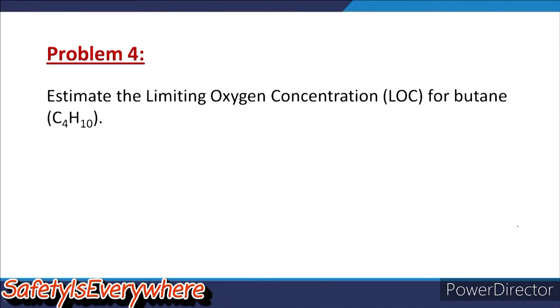So now let us have a look at problem number 4, which relates to the limiting or minimum oxygen concentration. So here you need to calculate the limiting oxygen concentration, LOC, for butane, that is C4H10. So let us have a look at this problem. For this particular problem, we need to have the stoichiometric equation a priori.